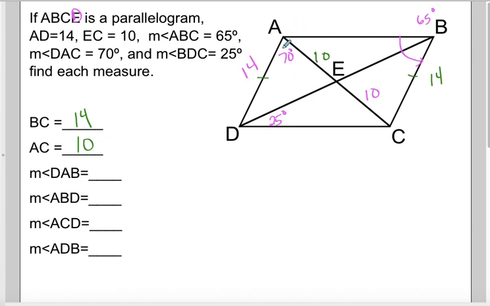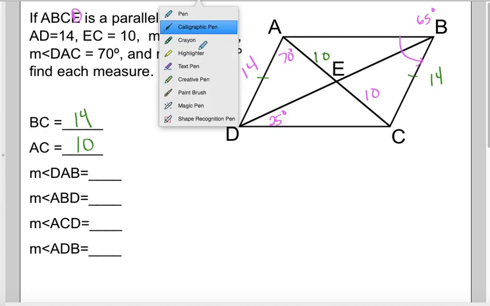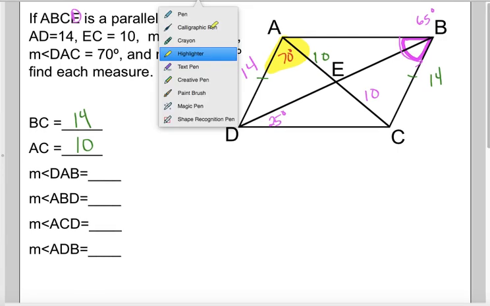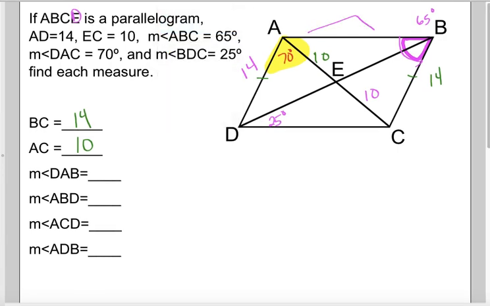DAB is this whole angle up at the top. And so since this whole angle over here, let me do some highlighting. Since this whole angle is 65, and we're looking for this whole angle here, we know that those are consecutive angles and that they should add to 180 degrees. So these two should add to 180, and we already have one that is 65. So 180 minus 65 gives us 115. So this angle over here is going to be 115. That's angle DAB.